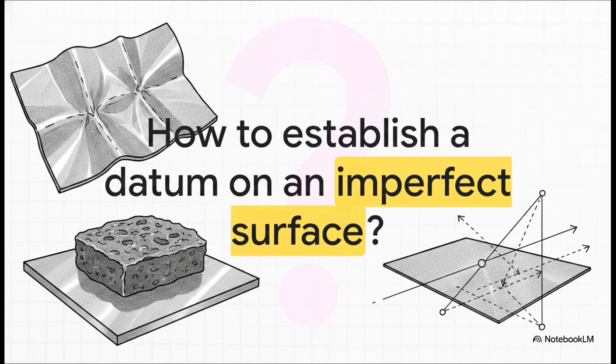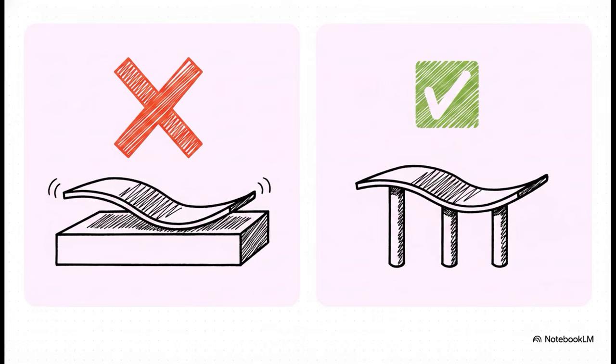Okay, let's dive into this, because the technique we're about to cover is the exact solution used every single day across aerospace and automotive to solve this precise nightmare. Picture a failed measurement attempt for a second. You try using a full-surface datum on a flat granite table. Because the part is warped, the contact is completely inconsistent.